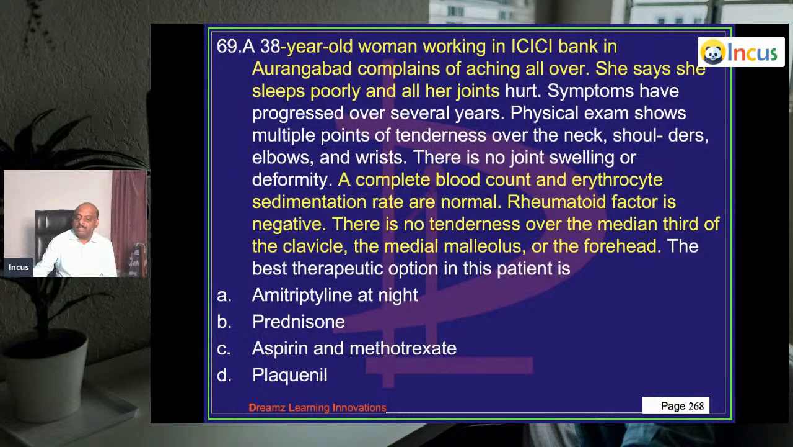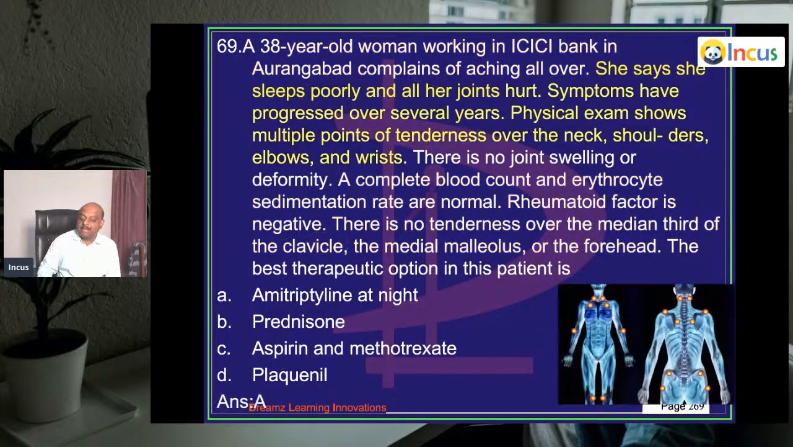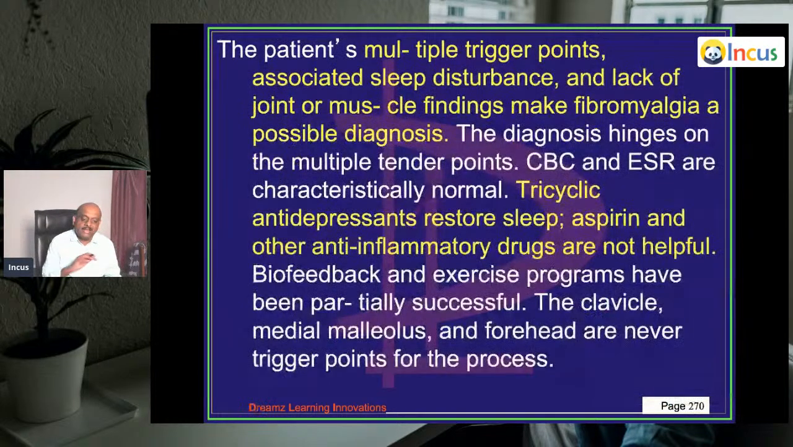38-year-old from Aurangabad, she says she sleeps poorly, all her joints are hurting. ESR is normal, rheumatoid factor negative, no tenderness over the medial third of the clavicle. But there are multiple tender points on the neck. That is the diagnosis here. Fibromyalgia. So tricyclic antidepressants restore the sleep.